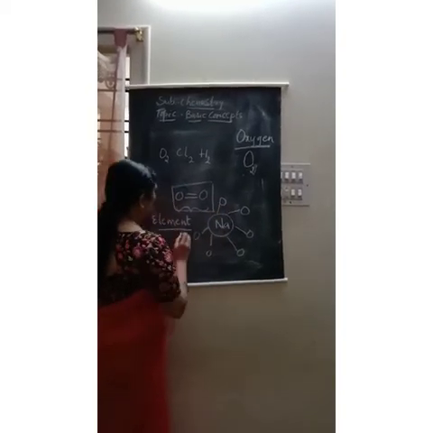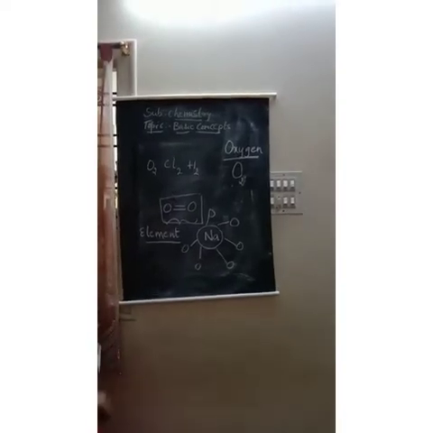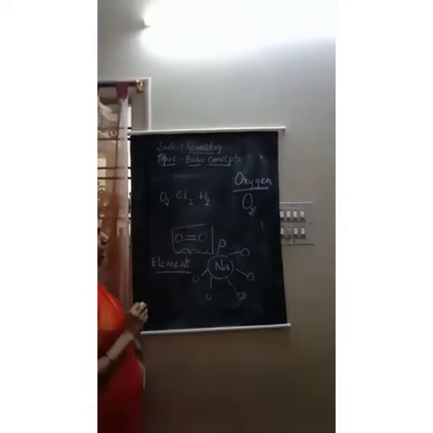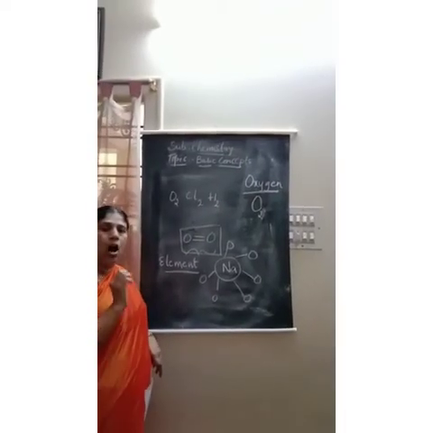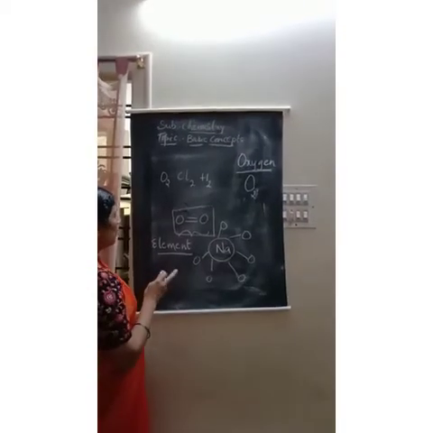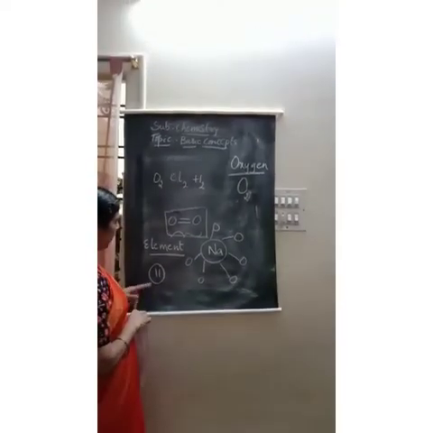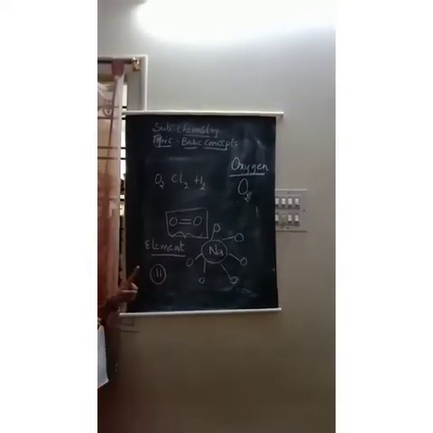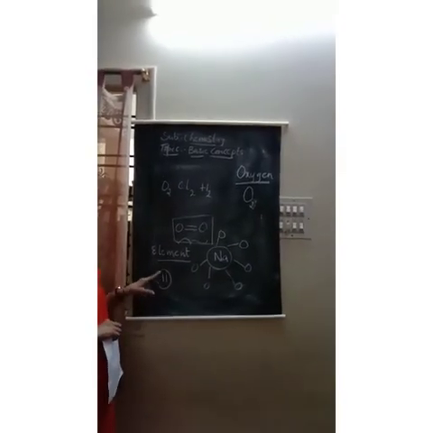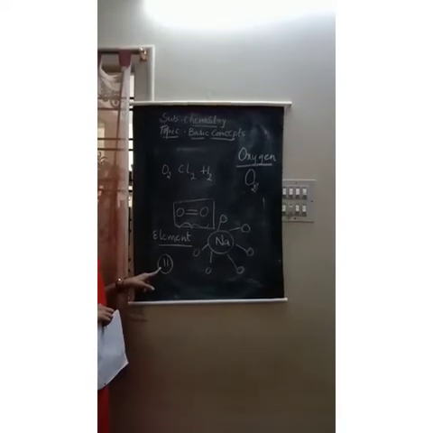So what is the atomic number of sodium, children? You know the meaning of atomic number. Atomic number means the total number of protons or electrons present in an atom. What is the proton number in sodium? 11. So the number of protons is 11, or the number of electrons is 11 in a sodium atom. We can consider the atomic number of sodium is 11.